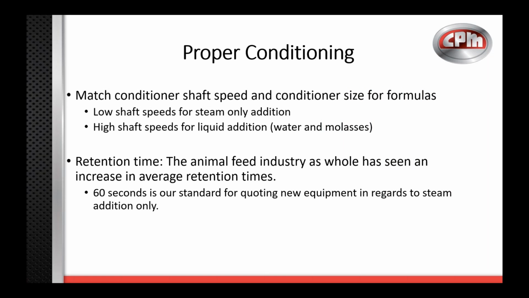So when we size a conditioner, we want to match the shaft speed and the actual volume size of that conditioner for whatever formula and capacity that you may be running. If you are only adding steam, then we will use a low shaft speed, but those vary depending on the diameter of the conditioner in relationship to peripheral speed. And if you are using water or molasses, then we use a high-speed shaft.